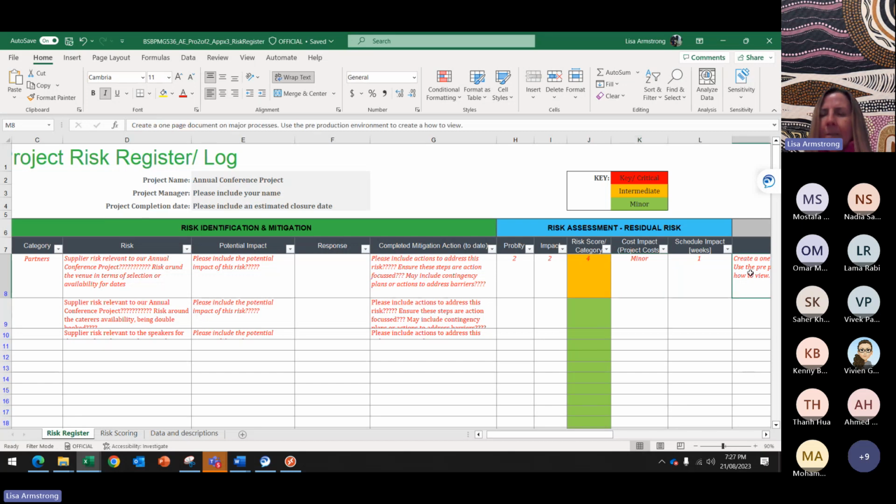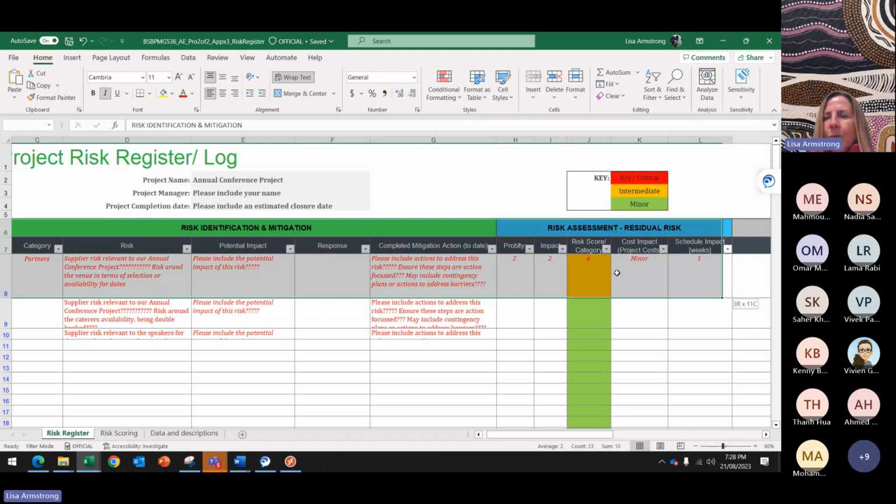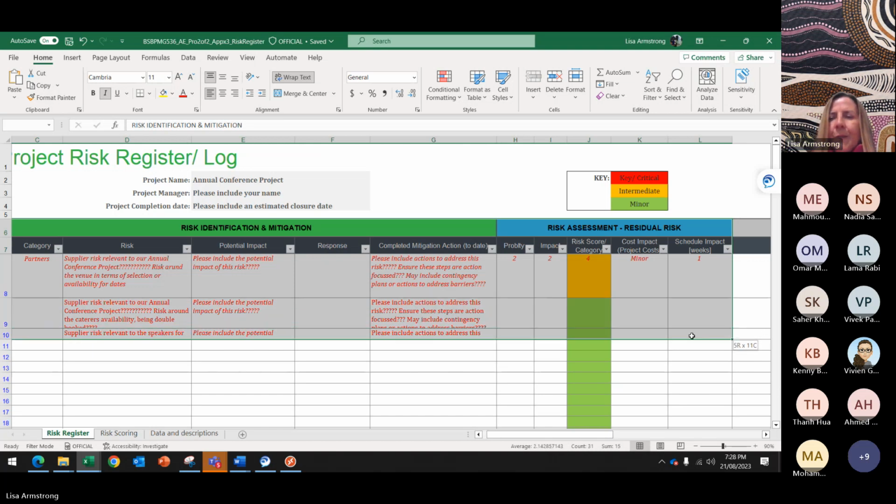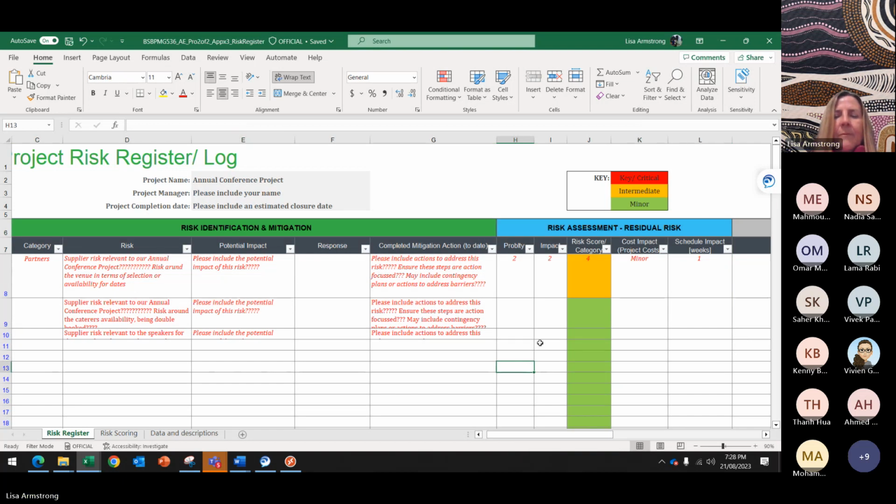At this point, we're not getting into the action planning. So I would just do 1, 2, 3, 4, 5, 6, 7, 8, 9, 10 columns across, from category across to schedule on impact, or impact on the schedule, I should say. That would give you a nice risk register with your 3 risks and your risk identification, mitigation and assessment, residual risk, for each of the three. And that would give you a nice risk register version 1.